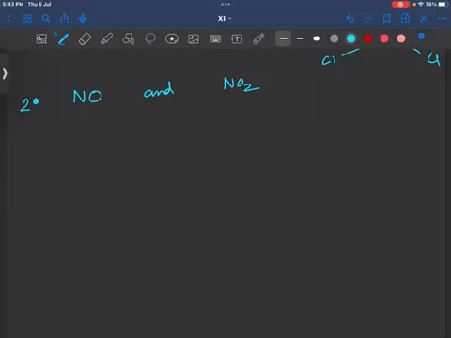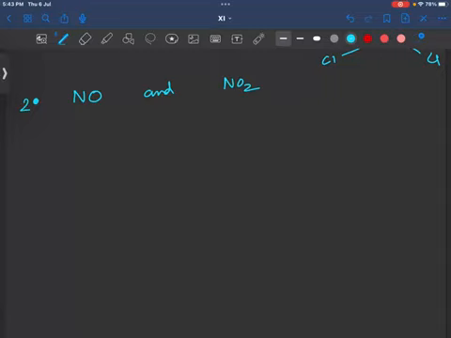Got it? So what are the formal charges in NO? Okay. What are the formal charges in NO2? NO2 may be 0, 0, 0. And are you able to complete their octet? No, right? Okay. NO2 में 000 कैसे आया देखेंगे.